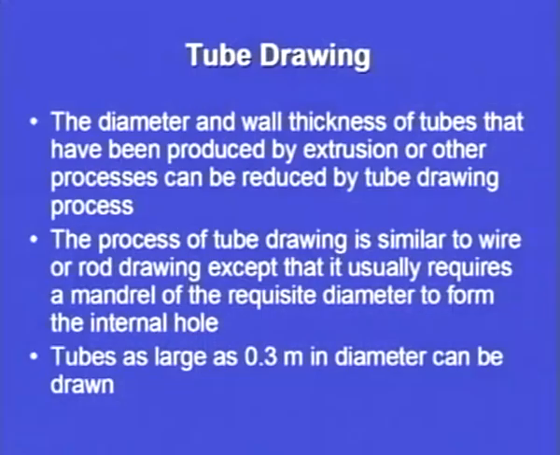So the process of tube drawing is similar to wire or rod drawing. It is not too different. The basic principle is the same, except that it uses a mandrel of the requisite diameter to form the internal hole. The internal hole will have some radius or diameter, so depending upon that, we will select the size of the mandrel and make an internal hole inside the tube. Tubes as large as 0.3 meter in diameter can be drawn. This gives a quantified value, telling us that tubes up to a range of 0.3 meter can be drawn using the tube drawing operation.